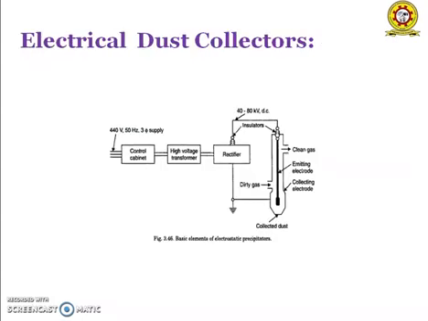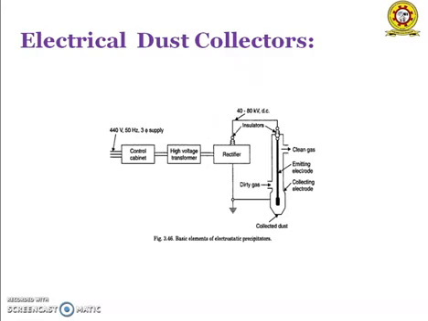And the next one is the electrical dust collectors. The basic example of electrical dust collectors is the electrostatic precipitator. It has two sets of electrodes, which are separated from each other, and an electrostatic field is maintained between them at high voltage. The flue gases are made to pass through the set of electrodes.